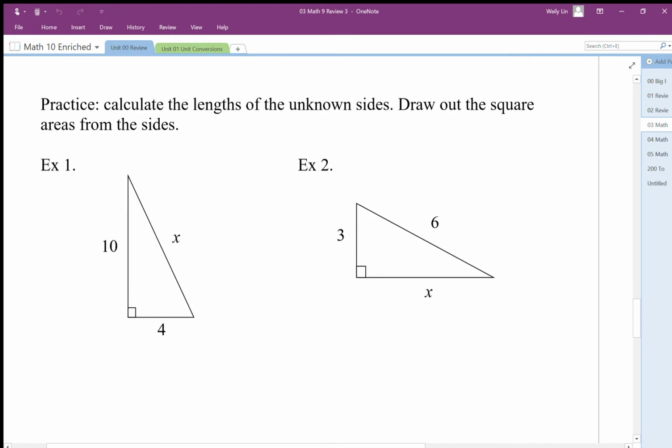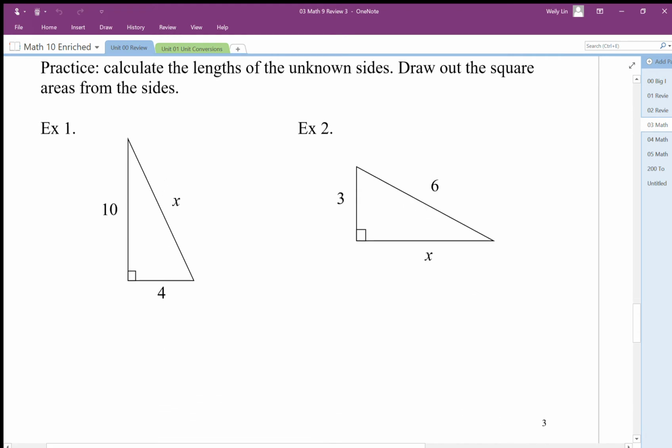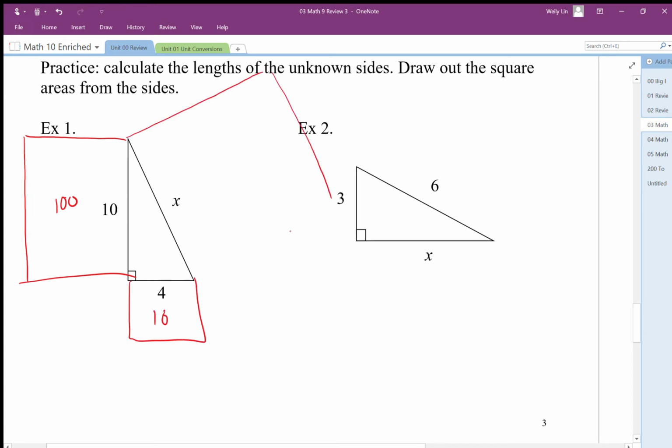So when we solve these, we really need to make sure that we remember that we're dealing with squares. We're dealing with this 100 square here. We're dealing with this 16 square here. And that's going to add up to this square, which is 116 squares. And to solve for x, we find the square root of 116. So we go from area to side length with square root.